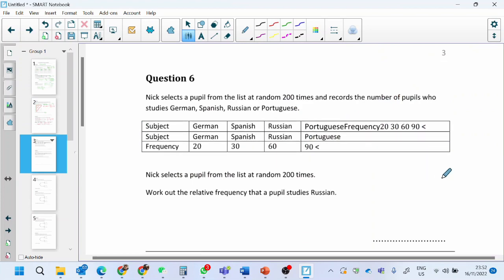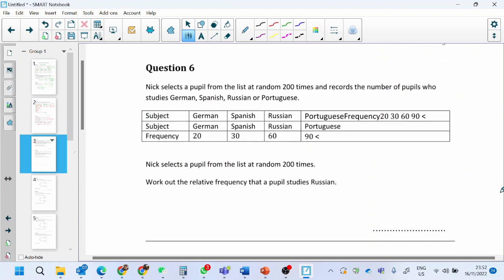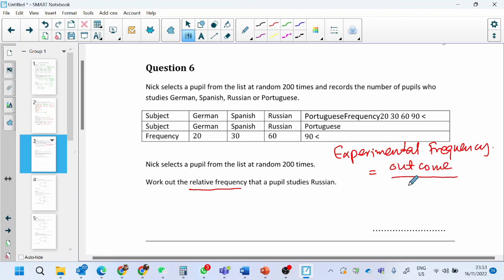Okay, the next question is also a similar kind of question, in which it asks for a relative frequency. The relative frequency is also called experimental frequency. When you conduct an experiment, and your outcome from that experiment divided by total trials is called the experimental frequency or the relative frequency.